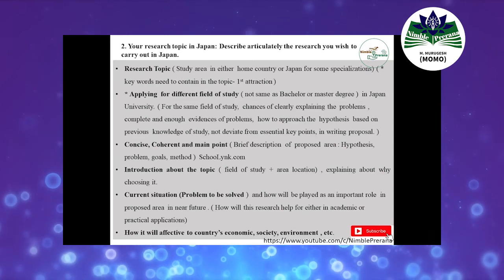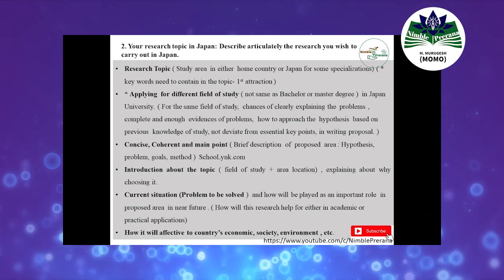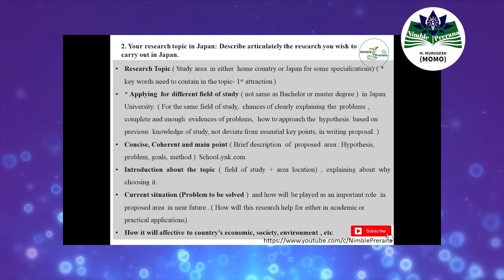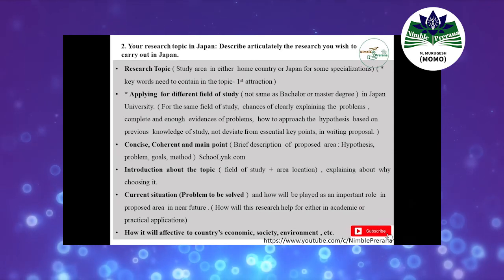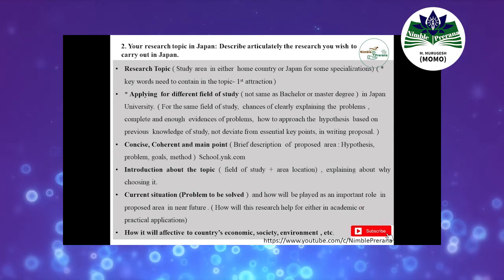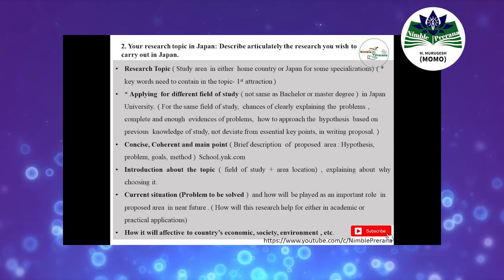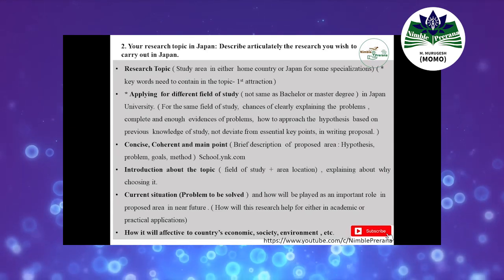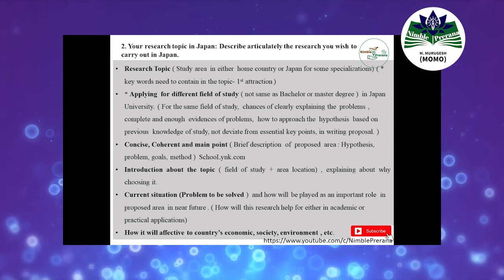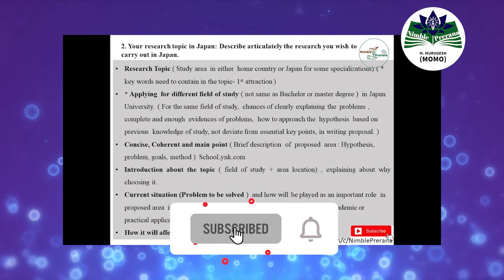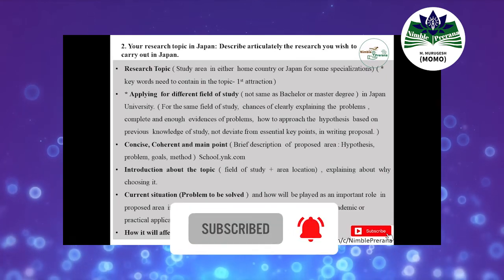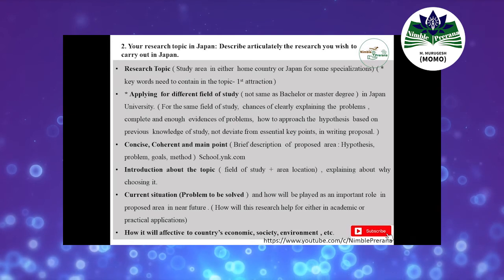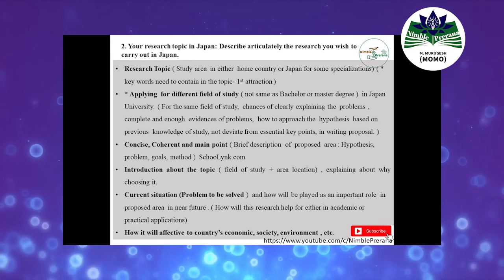So the research topic must include the key point. But for some specializations, for example, for geology, we need to do a field area, field trip, and also the laboratory work. So we need to choose the field area either in our country or in Japan.